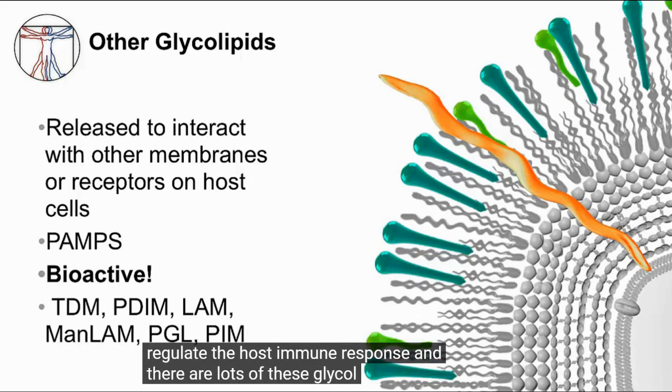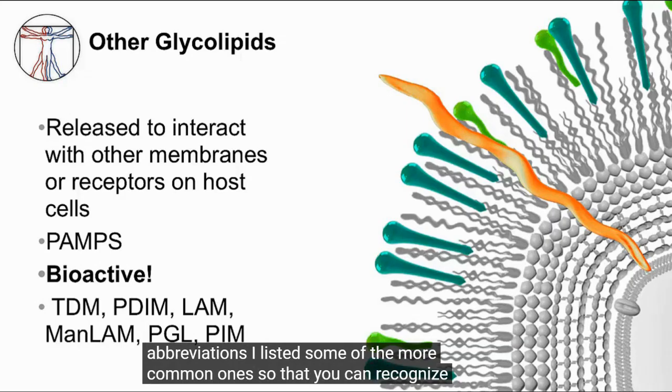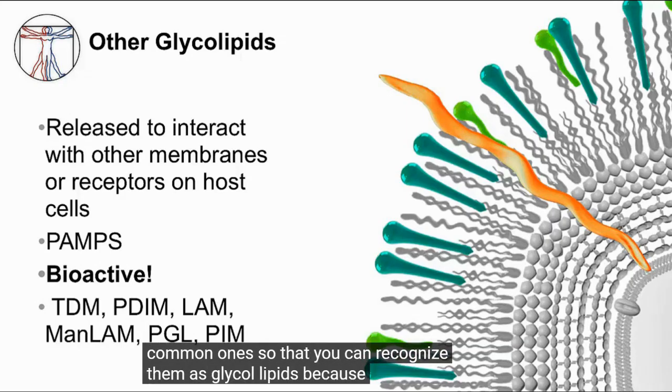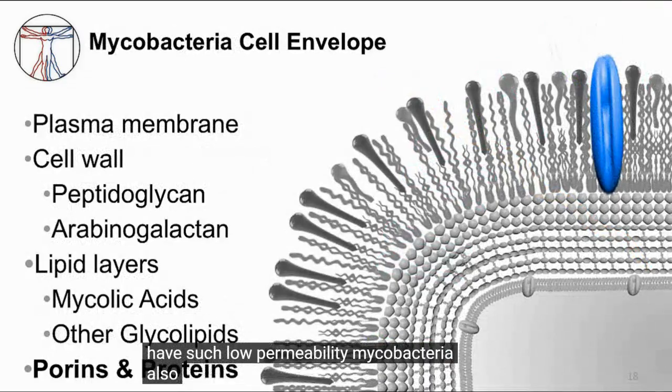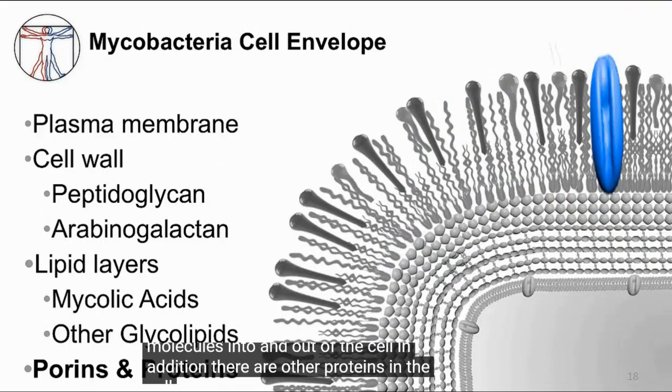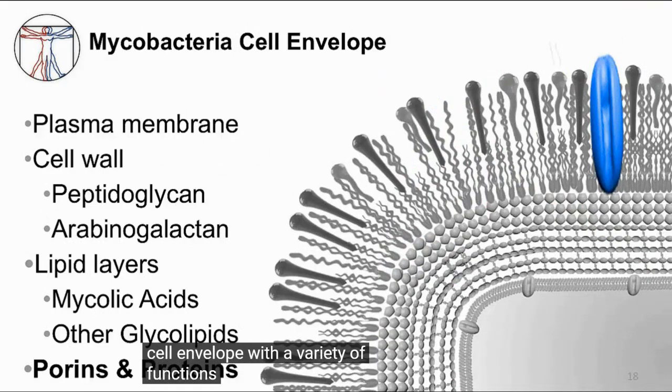And there are lots of these glycolipids, many of which are referred to by abbreviations. I listed some of the more common ones so that you can recognize them as glycolipids. Because the lipids have such low permeability, mycobacteria also have porins to move essential molecules into and out of the cell. In addition, there are other proteins in the cell envelope with a variety of functions.